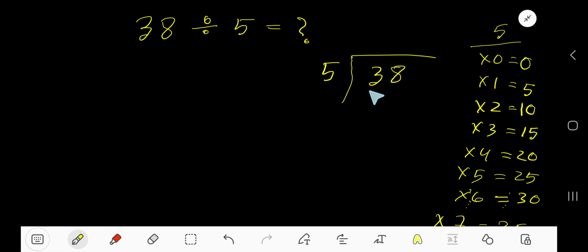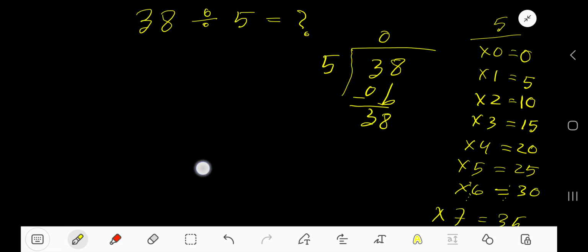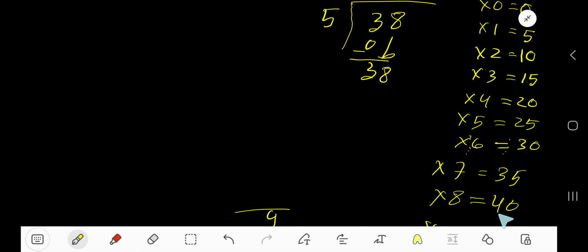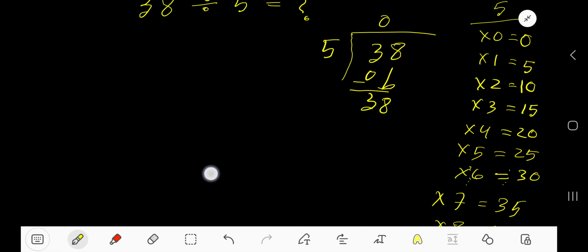Okay. 5 goes into 3 how many times? 0 times. As 3 is less than 5, 0 times 5 is 0. Subtract from 3. Bring down the next digit, 8, making 38. 5 goes into 38 how many times? Look at the table: 8 times is 40, which is greater, so 7 times.